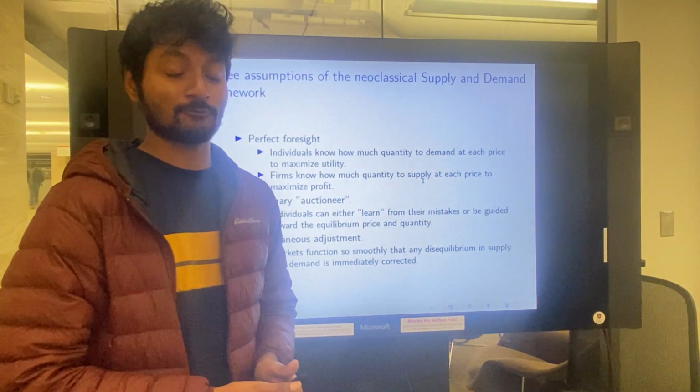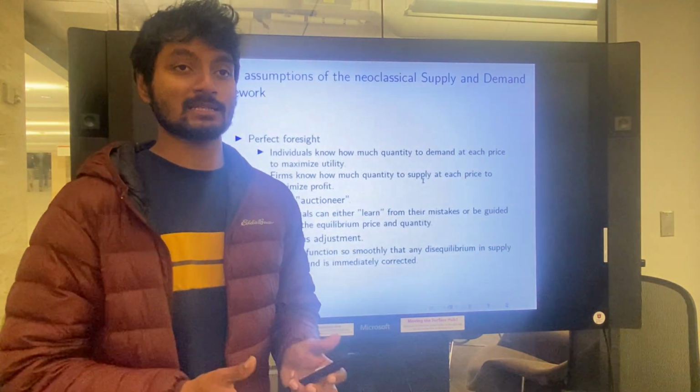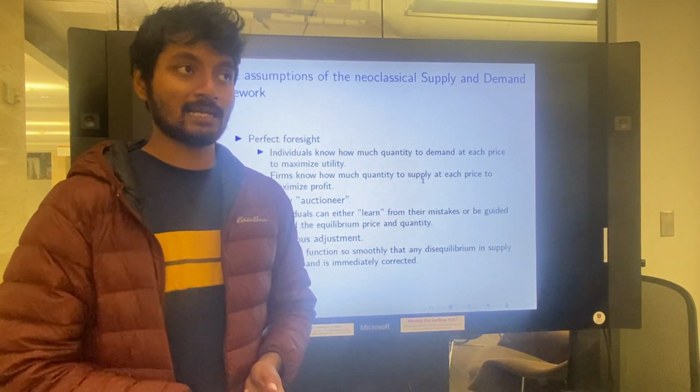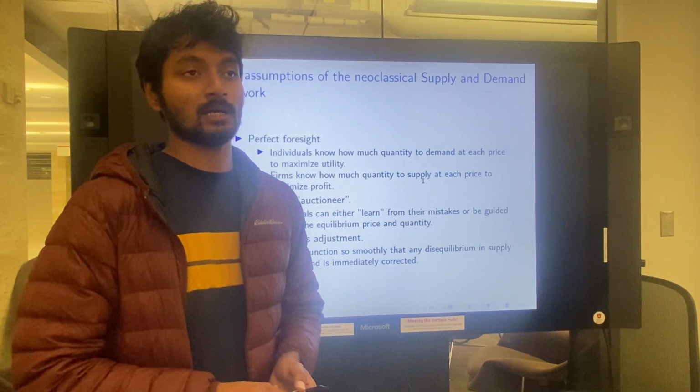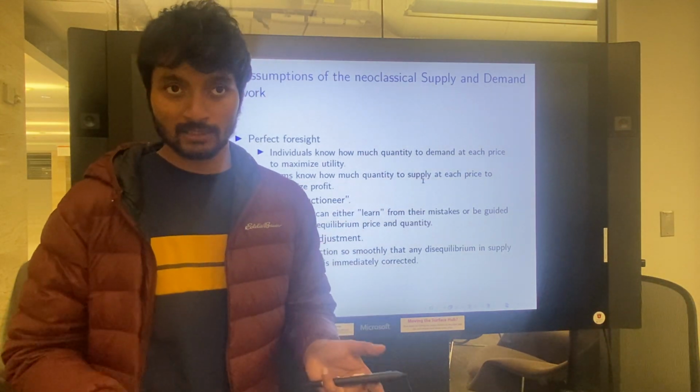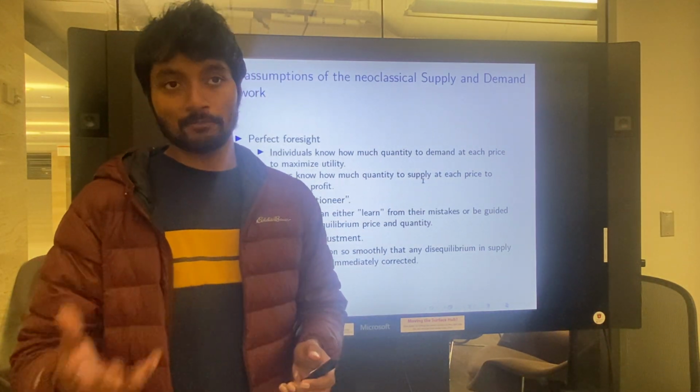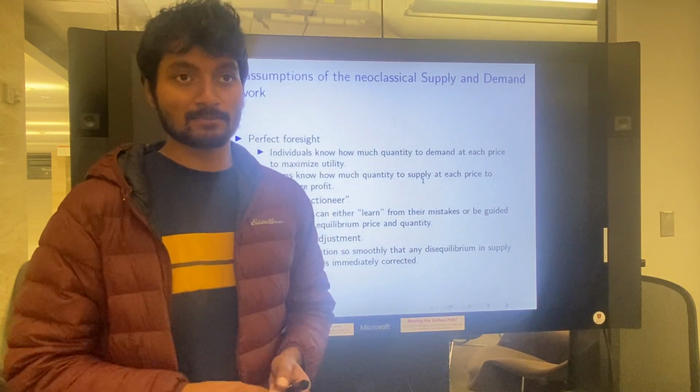This falls under the idea of the fallacy of composition, and I don't know if people are familiar with the term paradox of thrift, which was coined by many economists, Keynes himself included.